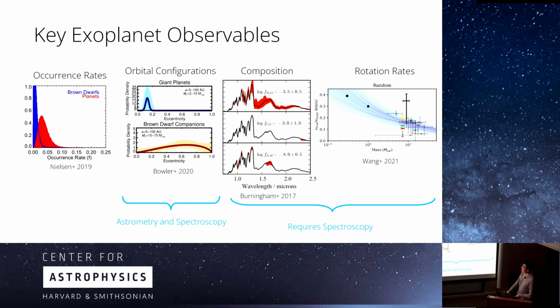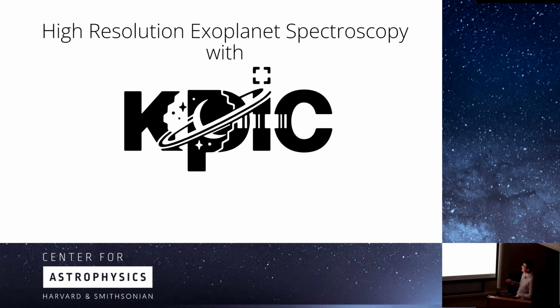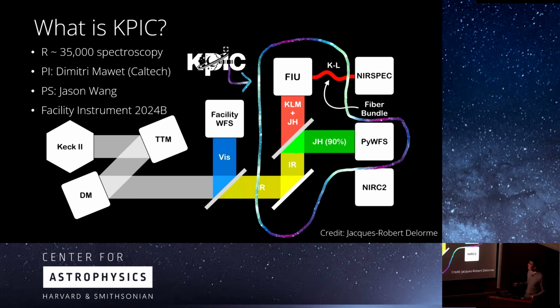So that's something I've been working on at Keck using the Keck telescopes. We have this new project called KPIC, the Keck Planet Imager and Characterizer. Our goal with this is to obtain very high spectral resolution spectra of directly imaged exoplanets. So what exactly is KPIC?